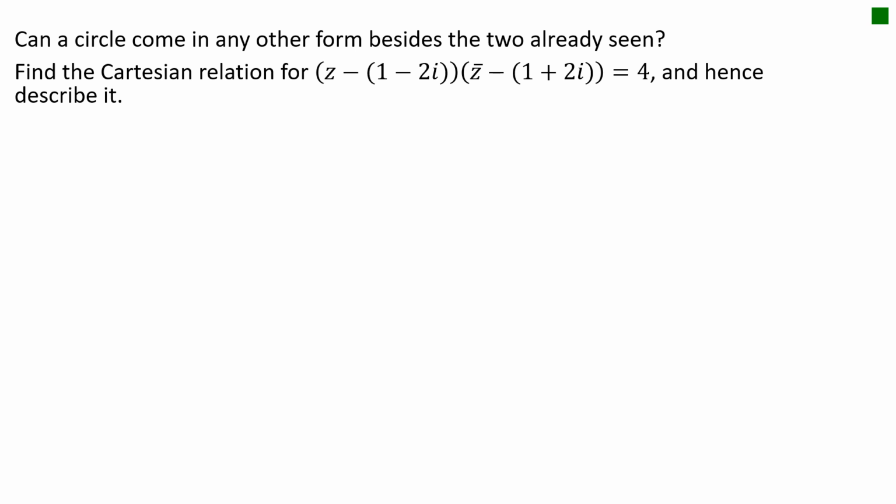Now here's another one. There's in fact a third variety of condition on Z that leads to a circular locus of complex numbers. I want you to have a look at it now. Z minus a particular complex number, 1 minus 2i, times by its conjugate minus the conjugate of that value, 1 plus 2i, is equal to a set value. Now, that in fact leads to a circular locus of complex numbers.